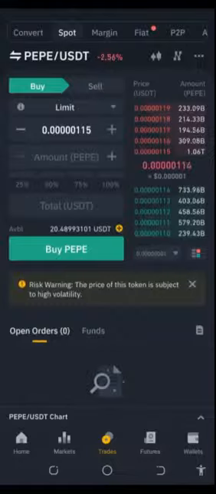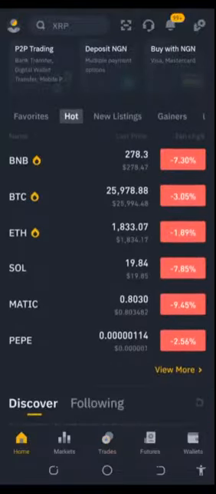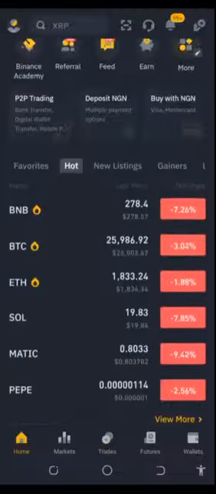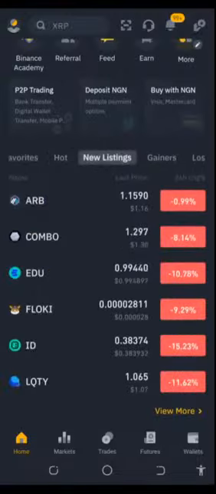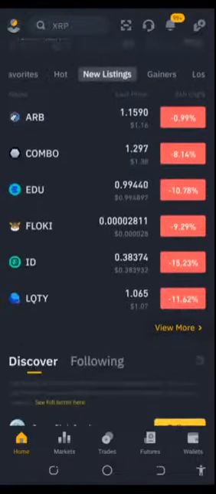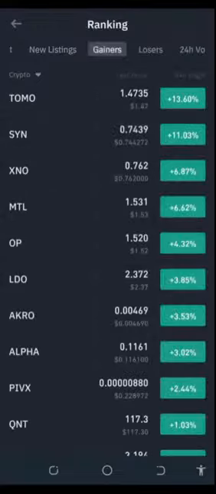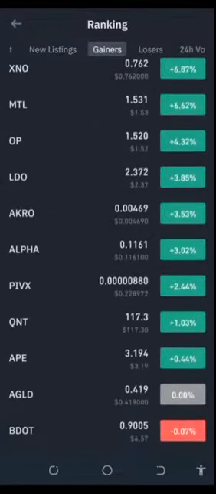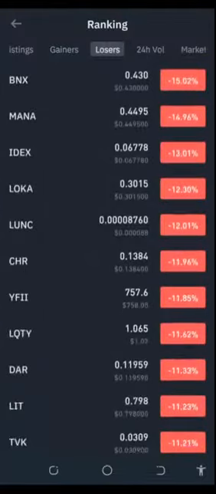But when I went back to check the status, I saw it was amongst the losers. Normally you should go, it's currently on hot. But if you look at it on new listings, you might find it somewhere there. Pepper is on the new listings, but it's not high up. It's just somewhere down. If you look at the gainers, I don't think it's there for now. Yeah, it's not there. It's actually on losers.